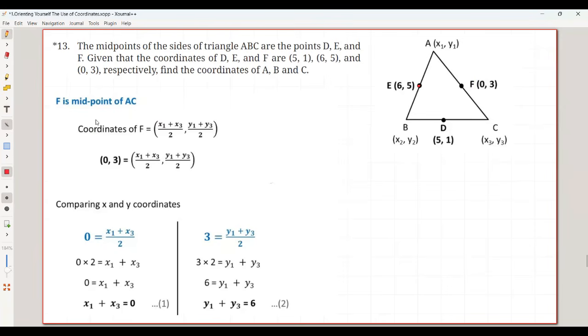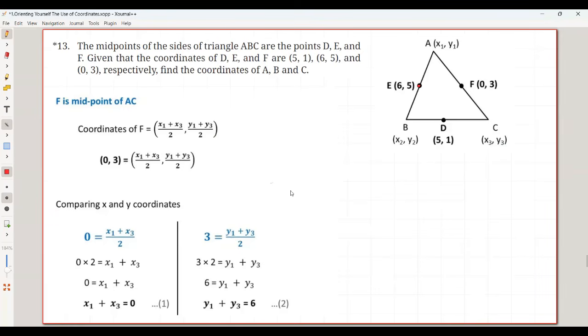Now F is the midpoint of AC, as given in the question. Apply the midpoint formula: x1 plus x3 by 2, y1 plus y3 by 2. Now compare x coordinate with x coordinate, y coordinate with y coordinate. Here x coordinate is 0, and for the y coordinate, 3 is equal to y1 plus y3 by 2. For both, if you simplify, you are getting equation number 1 and 2. So keep it as it is.